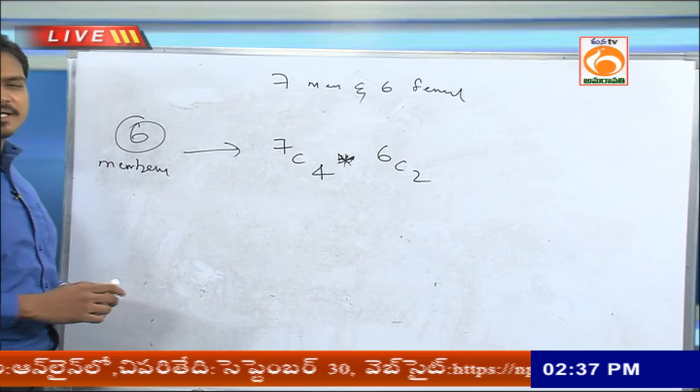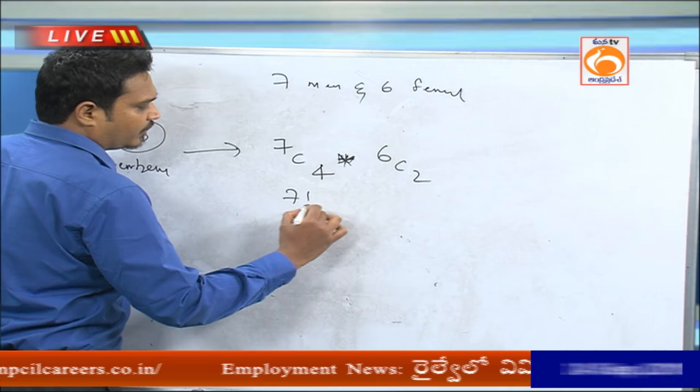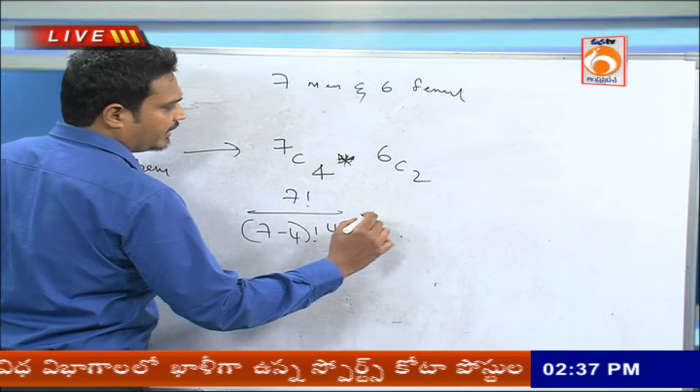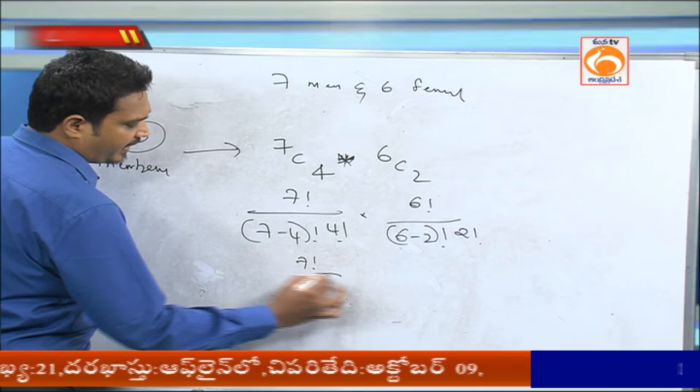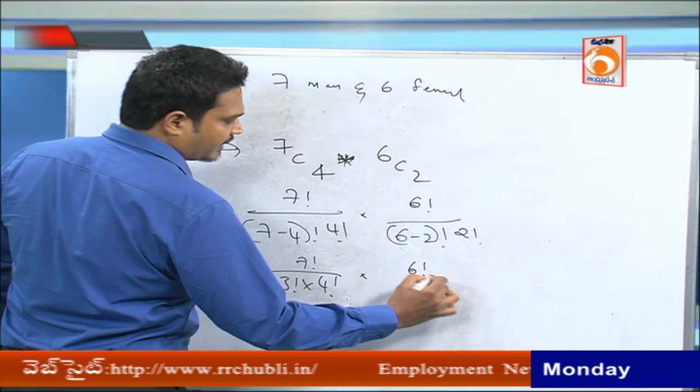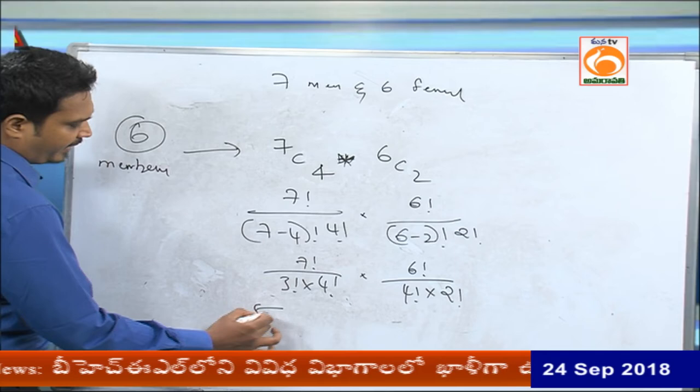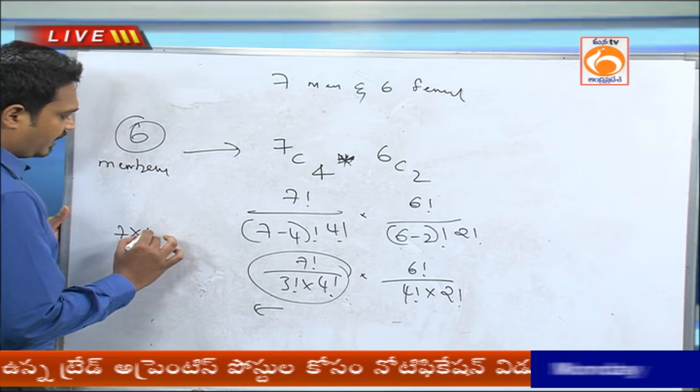Now if you solve, it's going to be 7 × 4 × 4 avana, into it is going to be 6 × 6 − 2 × 2. Hence it is 7 × 3 × 4 × 6 × so it is going to be 4 × 2. Now if you simplify, this can be written as 7 × ee particular part meer chusinatlayite 7 × 6 × 5 × 4 raskochcha, 7 descending order multiplication.